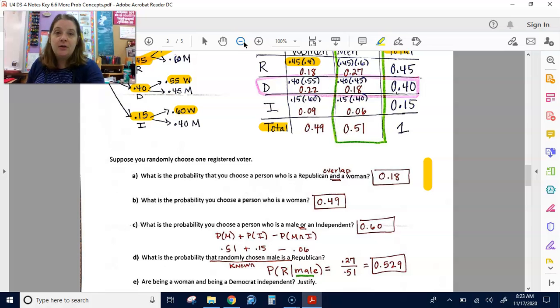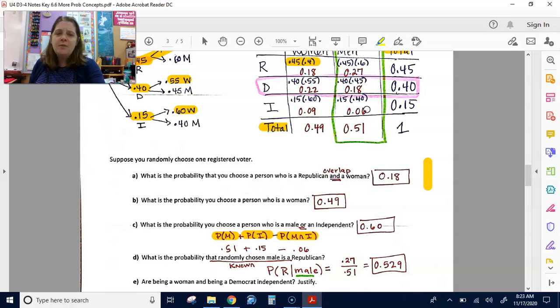What is the probability I choose someone who is male or independent? I know that's going to be the probability that someone is male, which is 51%, plus the probability that someone is independent, which is 15%, minus those where they overlap, which is that 6% in the table where those two things overlap. So I'm using that or formula: all the A's plus all the B's minus both.